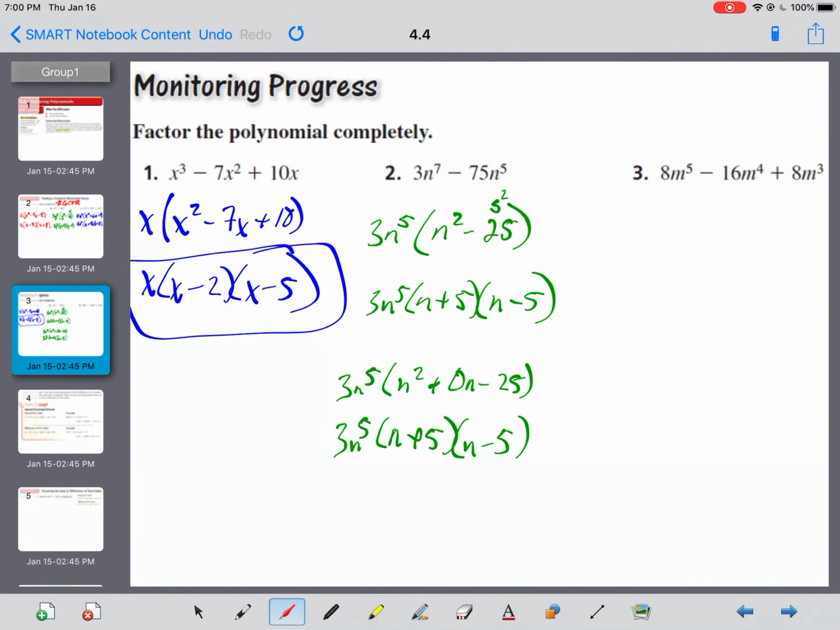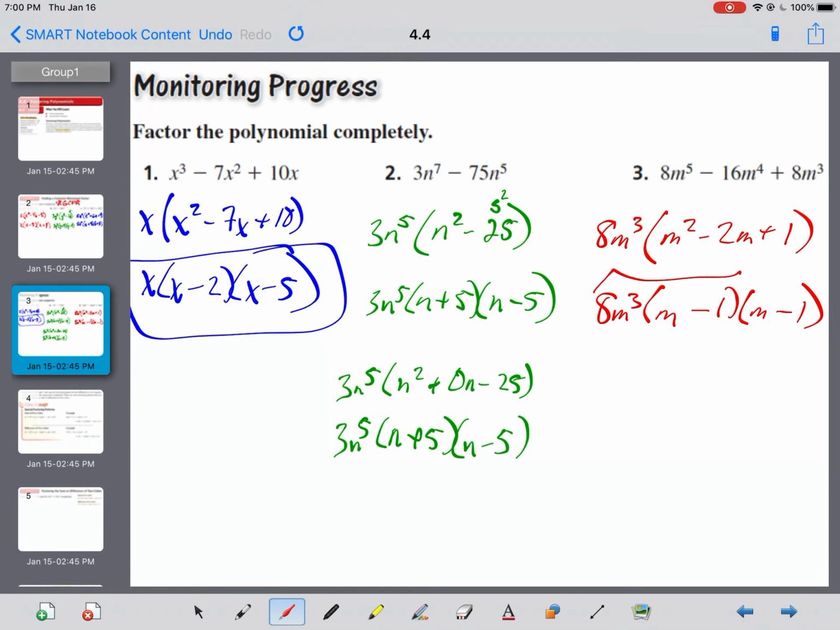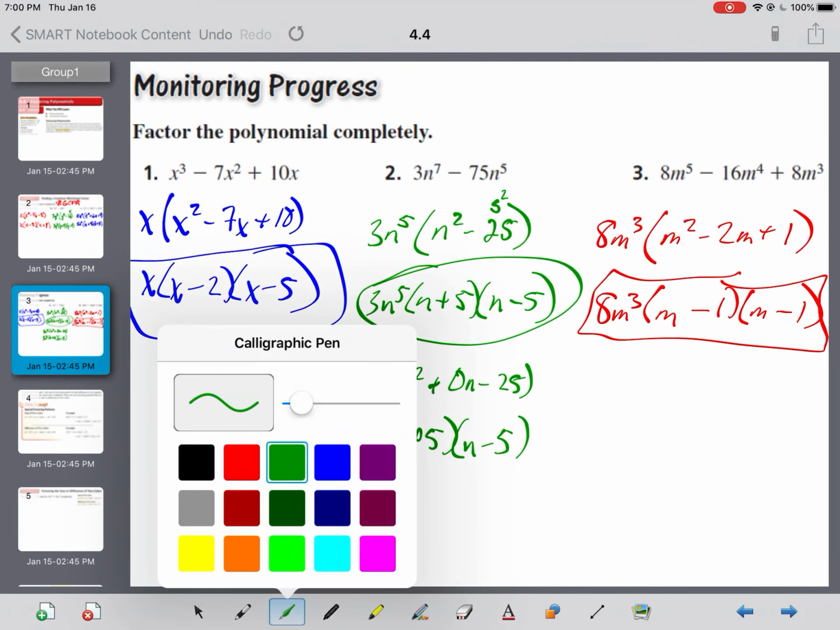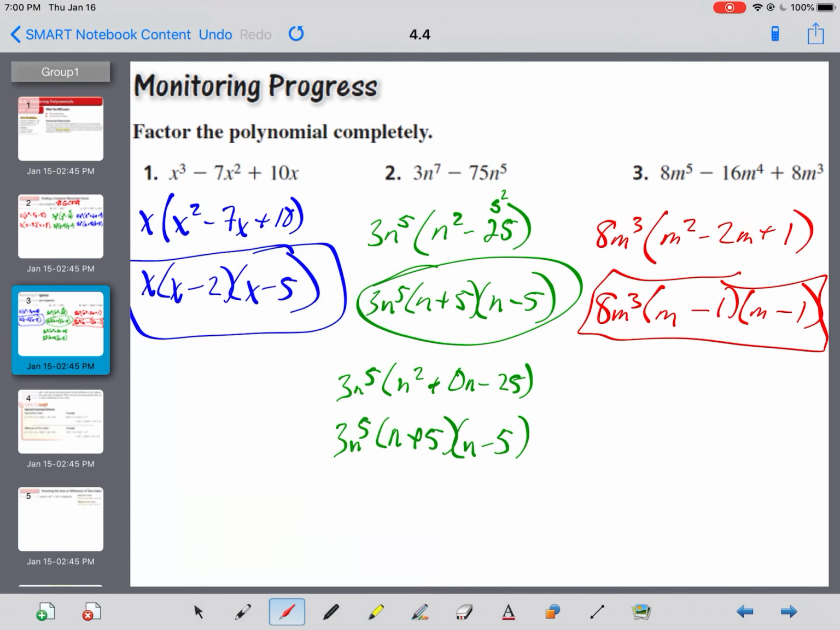8m to the 5th minus 16m to the 4th plus 8m to the 3rd. Oh, 8 goes into all of them. m to the 3rd is in all of them. That leaves me m squared minus 2m plus 1. So that's 8m to the 3rd, and we've got m in each, we've got 1 in each, and they need to be negative ones so that they work. That's also a special pattern. That's a perfect square trinomial. Okay, so there's our answer there. I guess I should have circled my answer here as well.